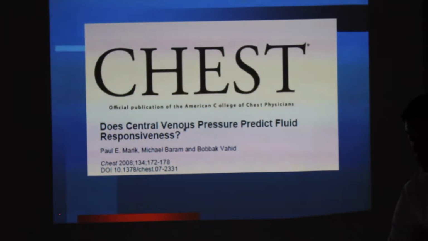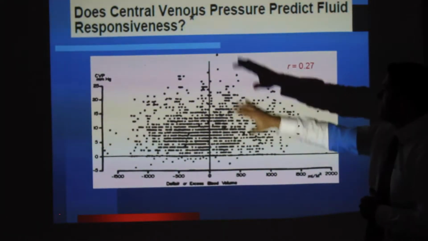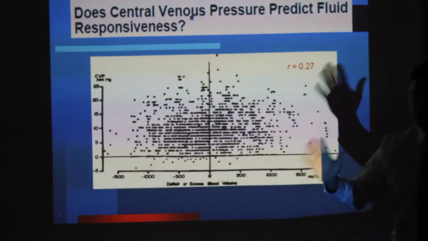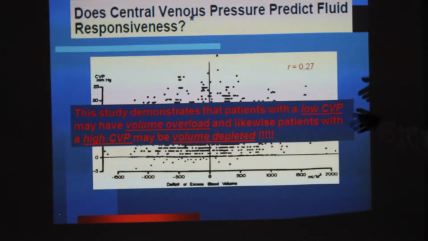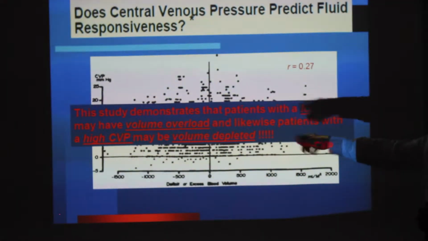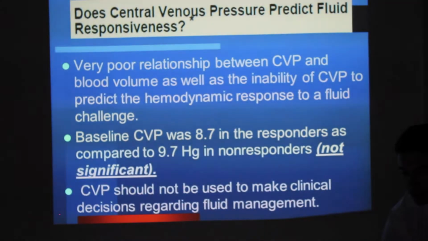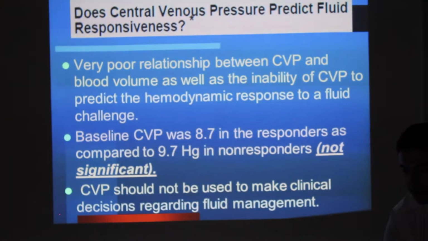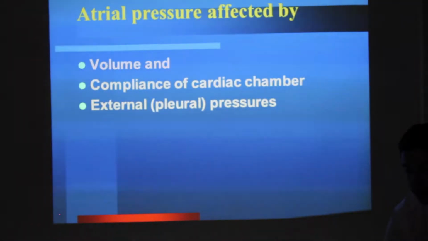The CVP predicts fluid responsiveness. This was an article in Chest, 2008. When you see those dots all over the place, not close to this midline, it means it's bad. This study demonstrates that patients with low CVP may have volume overload, and patients with high CVP may be volume depleted. So there's a very poor relationship between CVP and volume responsiveness, and we should not make a clinical decision regarding fluid management just based on CVP.